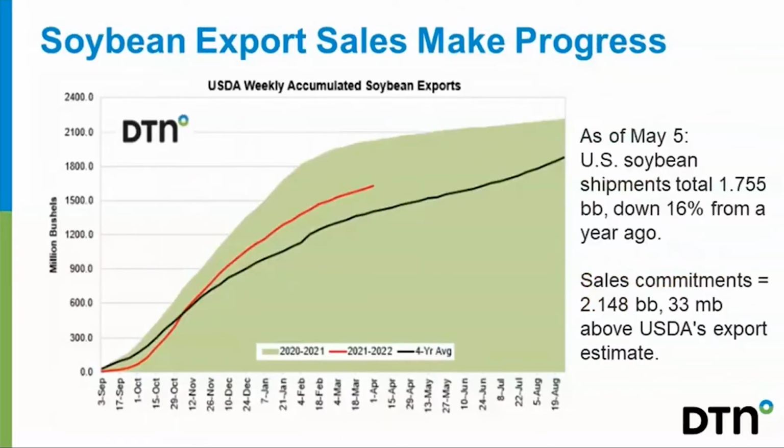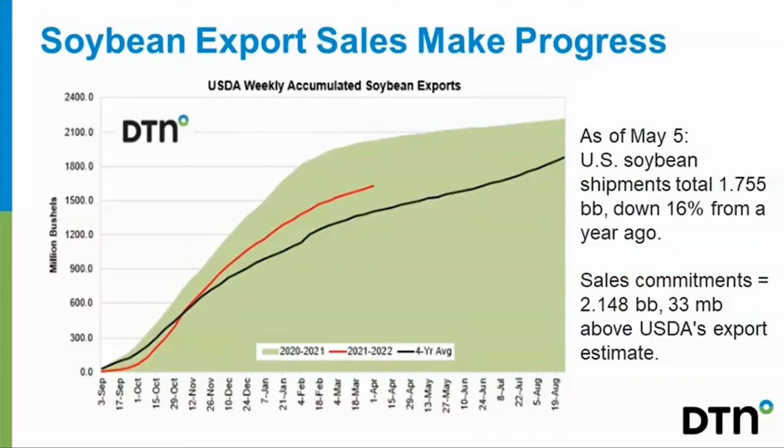How are soybean export sales doing? Or I should say the shipments actually are doing fairly well. They're above the 4-year average. We're down 16% from a year ago. But remember, last year was a record pace for soybeans. So soybean shipments, 1.755 billion bushels as of May 5th.